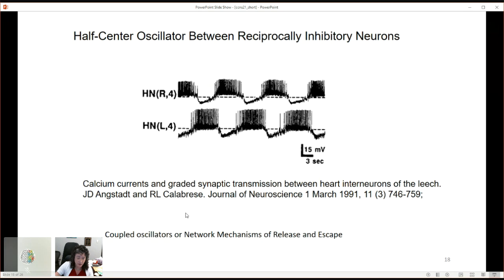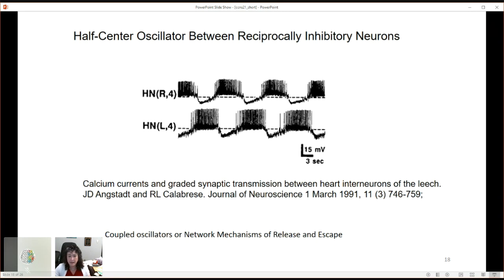But there's something else that can happen. They don't have to be synchronized. You can get a half-center oscillation between reciprocally inhibitory neurons. This is an example from the heart of the leech, but you get many examples in the spinal cord and in locomotion elsewhere where you have alternation between a bursting neuron. Now, this could be intrinsic oscillators, but it doesn't have to be.